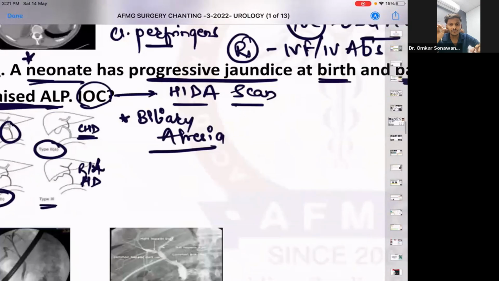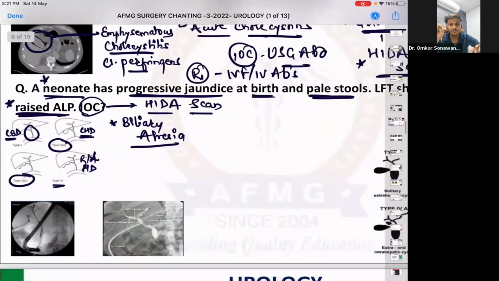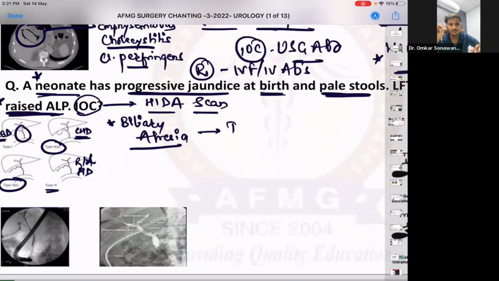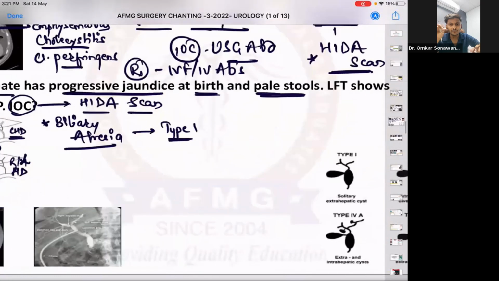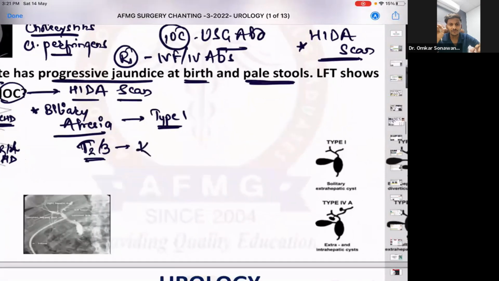Then, if it is biliary atresia, what is the treatment option? If it is type 1 biliary atresia, please tell me, what is the treatment of choice? Type 2 and type 3, all of you might be knowing. Type 2 and type 3, it is the Kasai procedure, the Kasai operation.